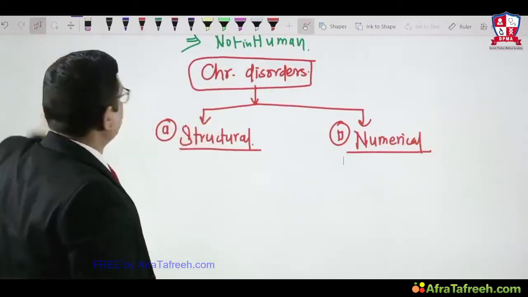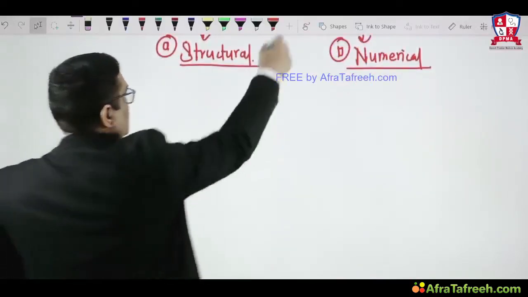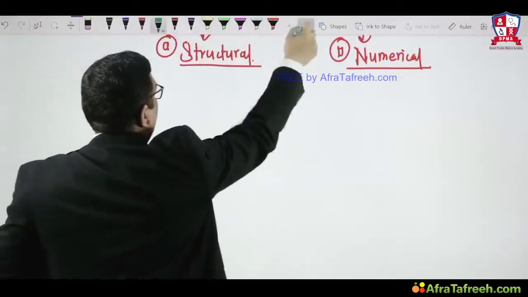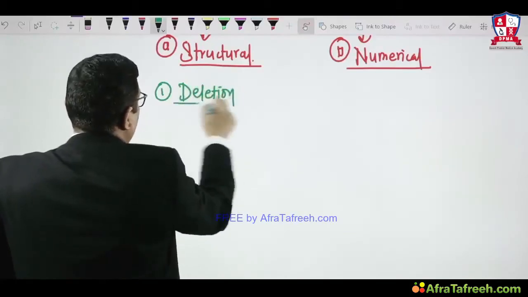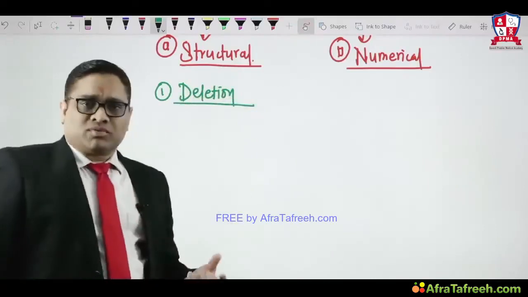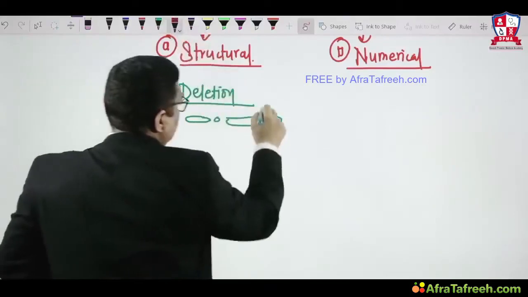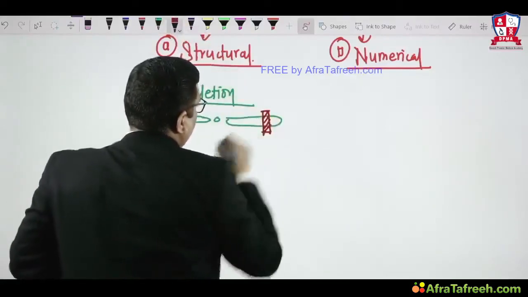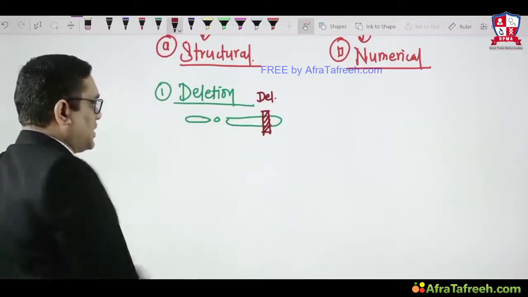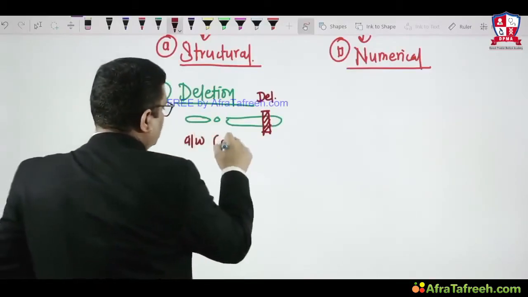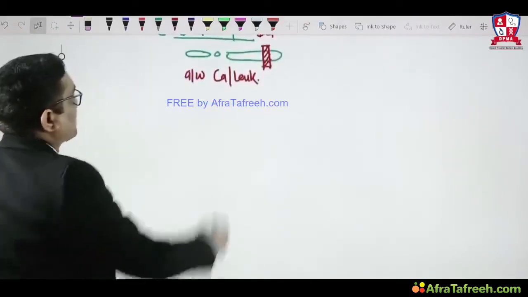Structural means the structure will have some defect. So what are the structural disorders? We will discuss some of the important ones. Number one structural disorder is the deletion of the chromosome, right? One end of the chromosome will be deleted. For example, this is the chromosome area, and suppose this area is getting deleted. So this is called deletion. Deletion of the chromosome is a structural disorder, and deletions are associated with many cancers and leukemias, right? This is called deletion.